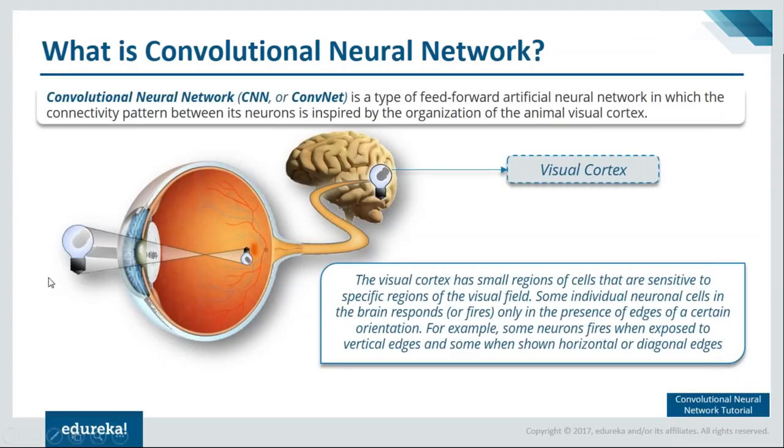So let us understand what exactly a convolutional neural network is. Convolutional neural networks are a special type of feed-forward artificial neural network, which is inspired by the visual cortex. The visual cortex is a small region in our brain which is present somewhere here where you can see the bulb. There was an experiment conducted and people got to know that the visual cortex is made of small regions of cells that are sensitive to specific regions of the visual field. What I mean by that is, for example, some neurons in the visual cortex fire when exposed to vertical edges. Some fire when exposed to horizontal edges. Some fire when exposed to diagonal edges. And that is the motivation behind the convolutional neural network.